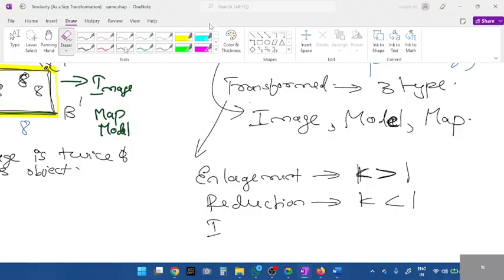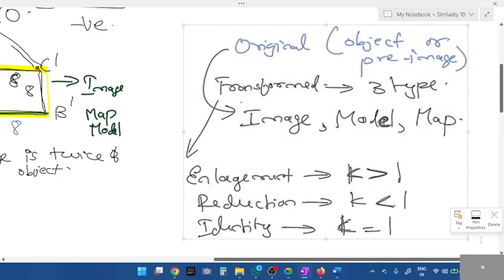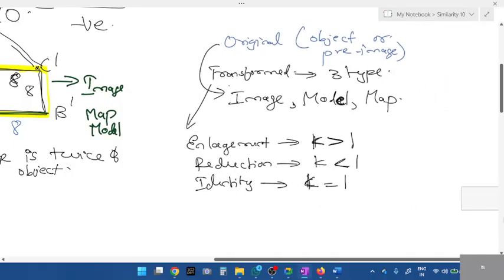MCQ questions. Identity, K is equal to 1. These are the concepts. Enlargement, K is greater than 1. That is, K is nothing but the scaling factor. Reduction, K is less than 1. Identity, K is equal to 1. Make a note of this.